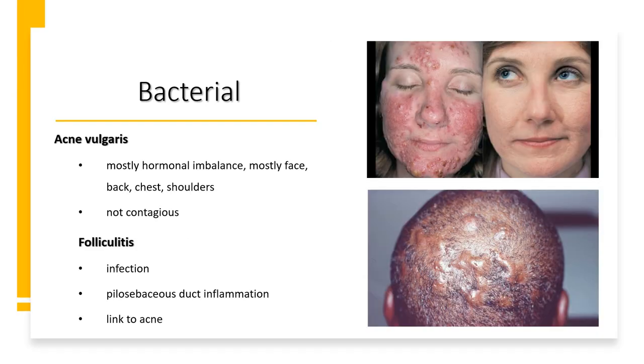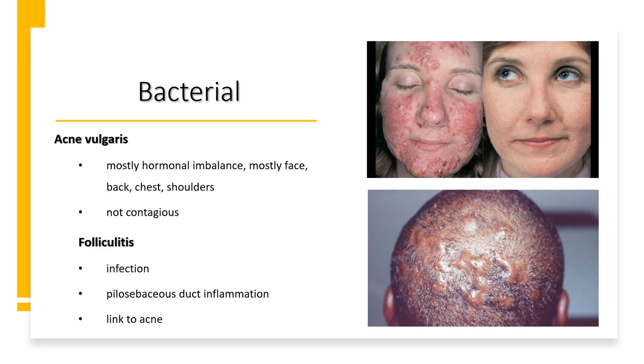Now we're on some of the bacterial diseases. Acne vulgaris is a bacterial disease and is mostly hormonally related. Particularly in puberty, people get acne vulgaris, and also later in life it can come back. Mostly a hormonal imbalance and mostly affects the face, back, chest and shoulders. It's not contagious, but people who have really bad acne vulgaris can be very sensitive and self-conscious.